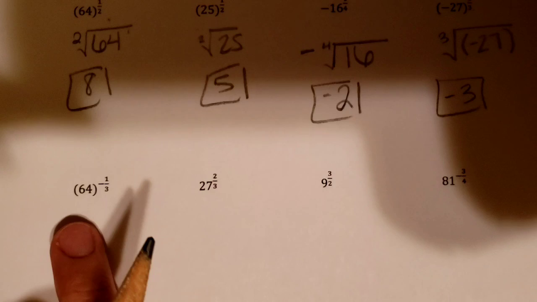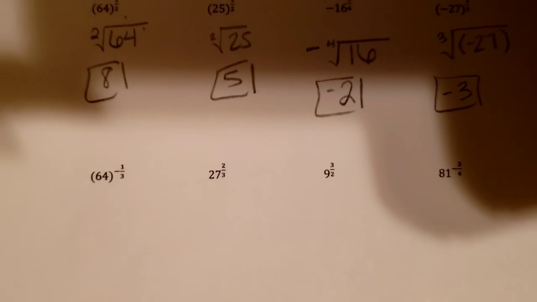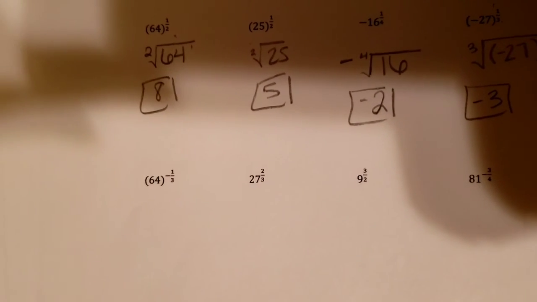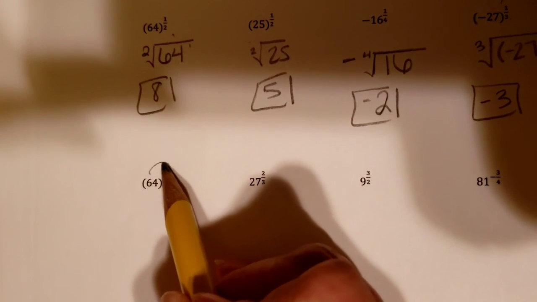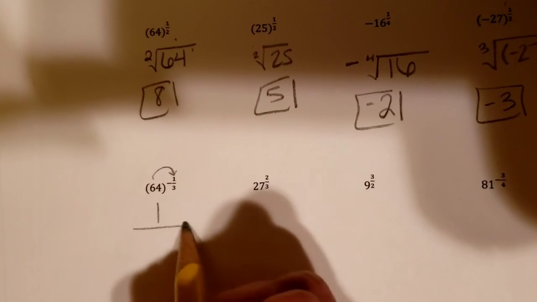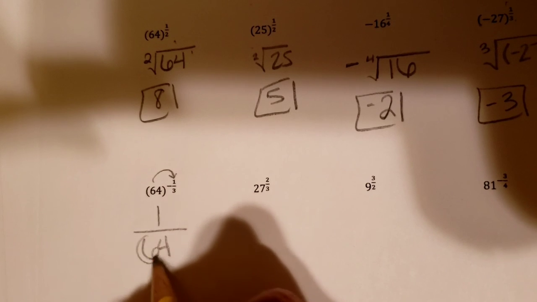Here again, you've got it in parentheses. So that entire 64, we're going to recognize that it is being carried to the negative 1/3 power. So it's essentially 1 over 64 to the 1/3.